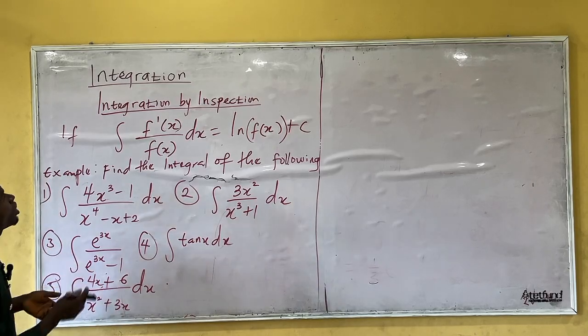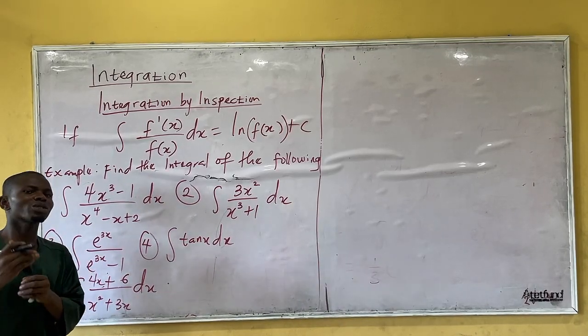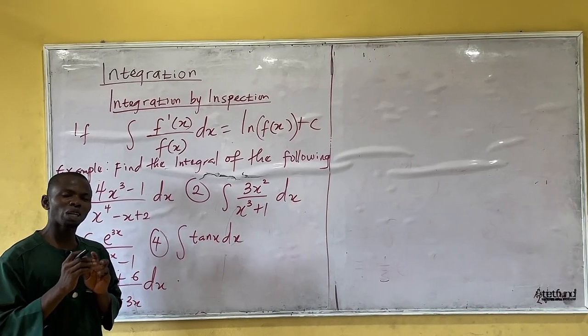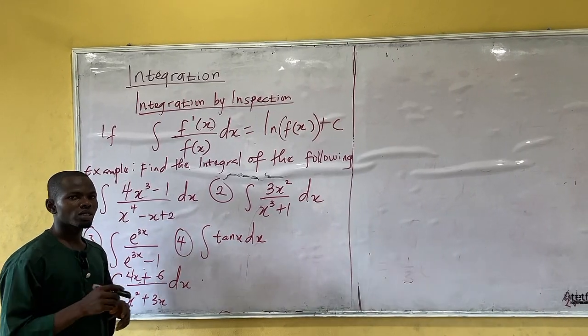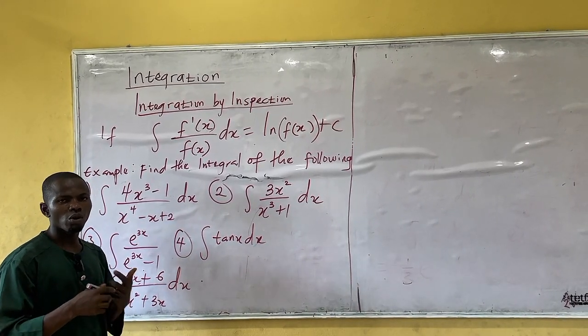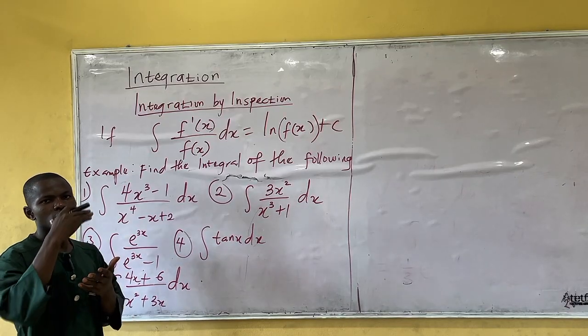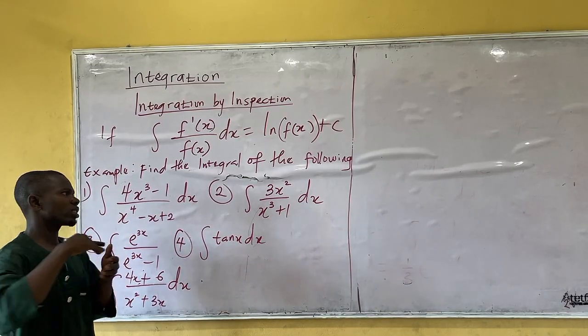Today we are going to do integration by inspection. It means how can we integrate by just inspecting the nature of what we are given. But note, integration by inspection usually comes in the form of quotients, I mean fractions, something over something.